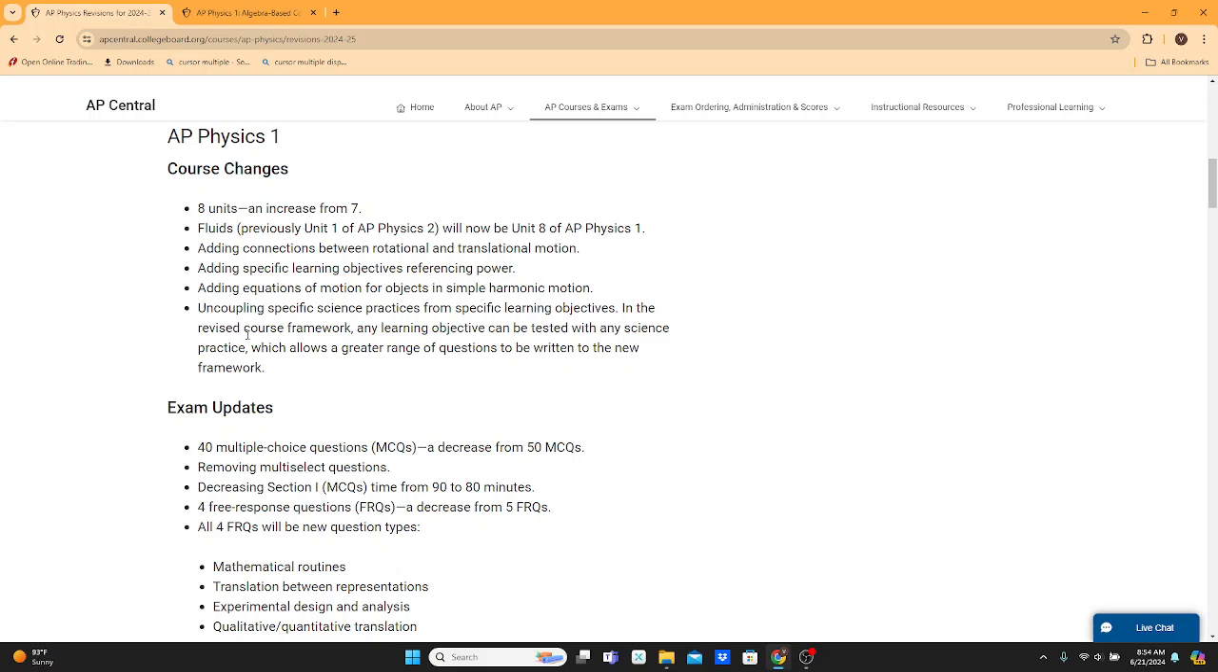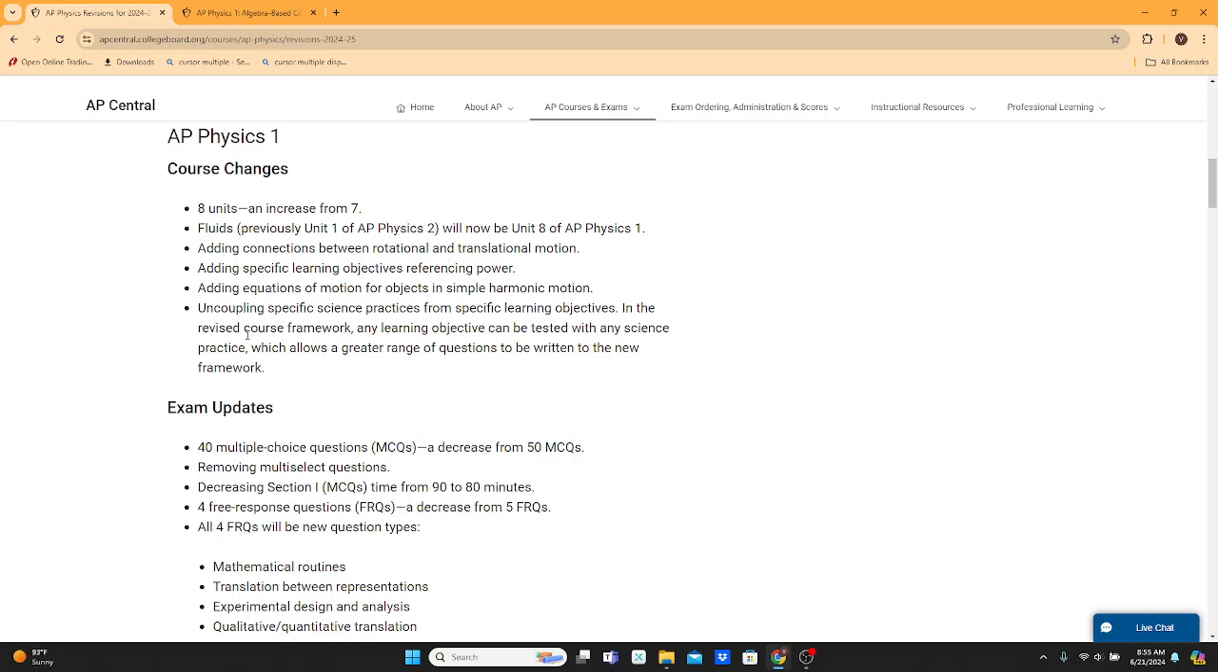And on top of this, there are going to be new, greater ranges of questions. Overall, what this course change is showing is that there's an introduction of fluids, and that there's going to be more differences from other AP exams. This is the one we're going to be taking in the 2024-2025 season. And so this isn't anything bad.